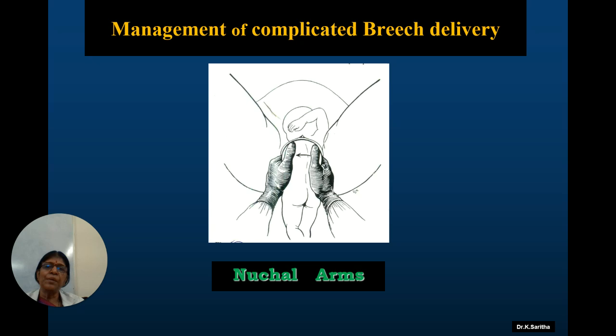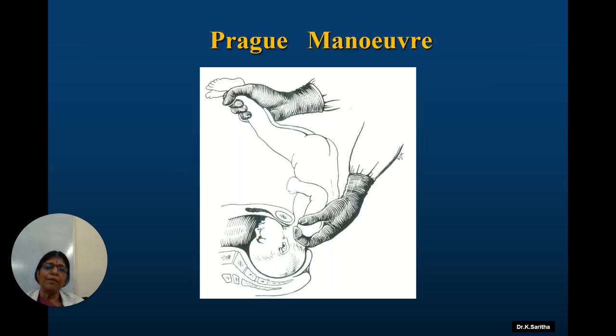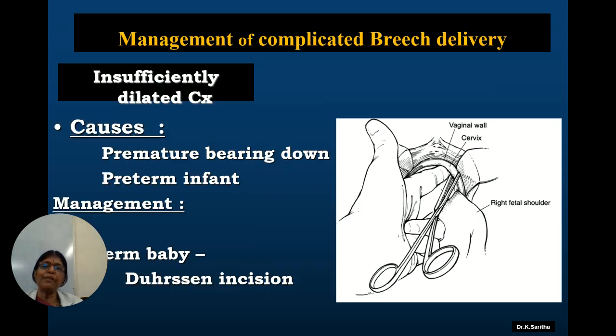For nuchal arms, you use the cat paw, as if the cat is cleaning the face, and you try to deliver the head. Then difficulty with the aftercoming head can be with either a flexed or an extended head. For a flexed head, in case the breech is unattended from before and the ventrum of the fetus faces the obstetrician, you can go for the Prague maneuver. Arrest of the aftercoming head at the brim and the cavity can be due to a deflexed head, a contracted pelvis, or a hydrocephalus. At the outlet, it could be because of a rigid perineum or a deflexed head.